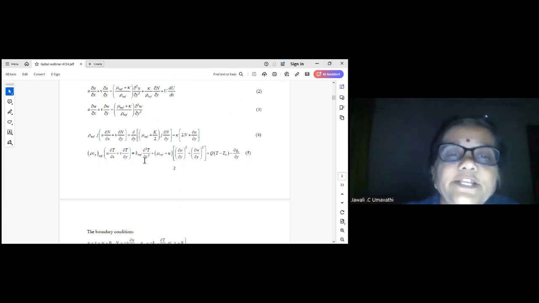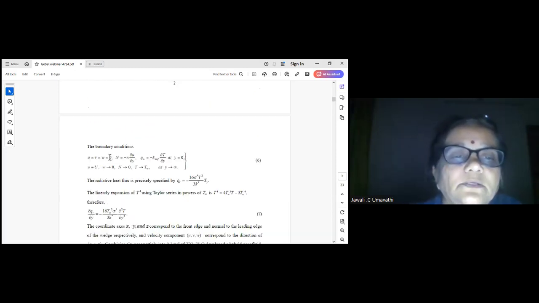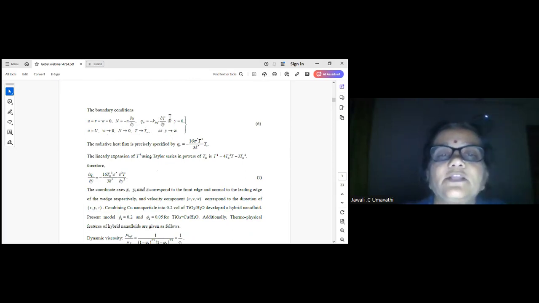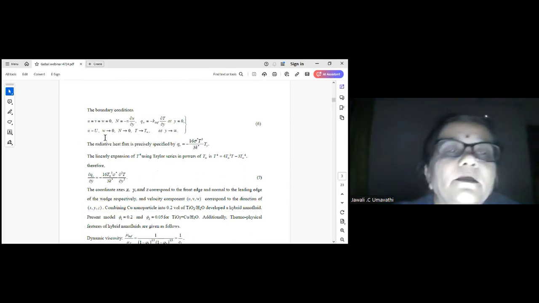Again, your heat equation, I am considering Q, which is a source term, and radiation, which is dou QR by dou Y. Boundary conditions, because it's a boundary layer equation. So at y equals 0, all the velocities are 0, and n is defined as dou U by dou Y. And QW is also considered as minus KHNF dou T by dou Y. And as y tends to infinity, naturally velocity also tends to 0, and T tends to T infinity.